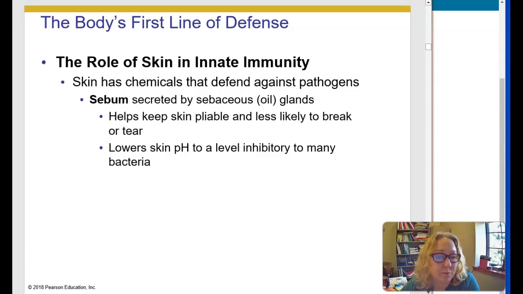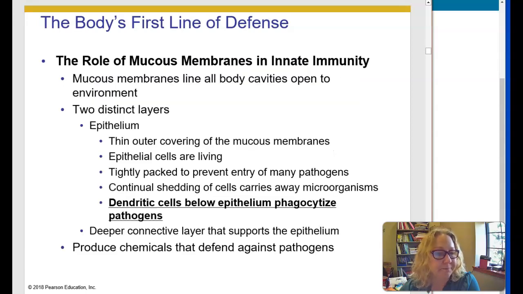Also, skin has sebum, which is secreted by oil glands. This keeps your skin pliable and less likely to break, and lowers the skin pH to a level that is inhibitory for bacteria. So your skin is amazing.